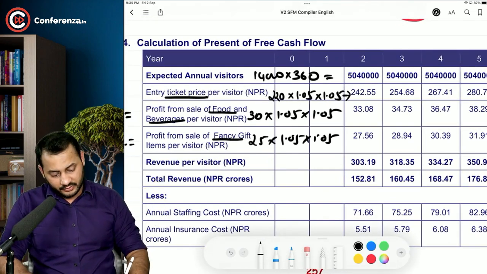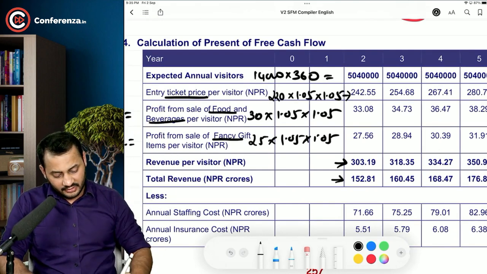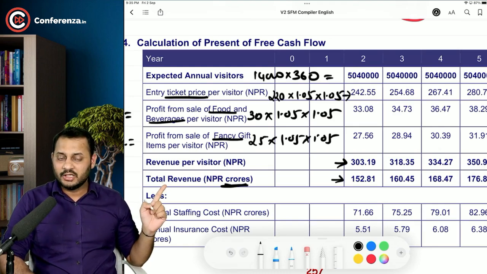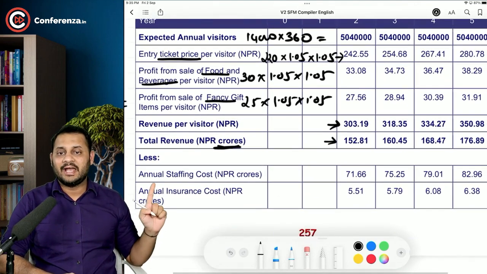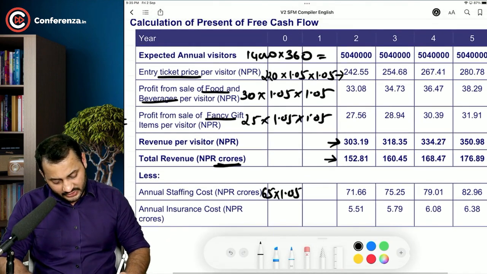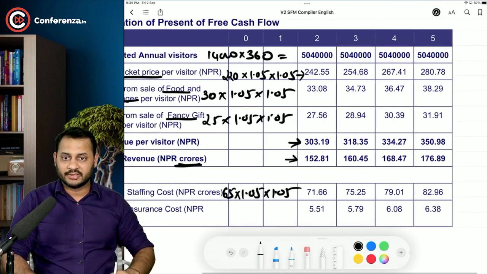So this is per person. When multiplied with the total number, we will get the values in crores, Nepali rupee. This is in crores. Now let's deduct the costing. Annual staff cost. It was 65 crore into 1.05 into 1.05. Am I right? Right, and it will keep on increasing.